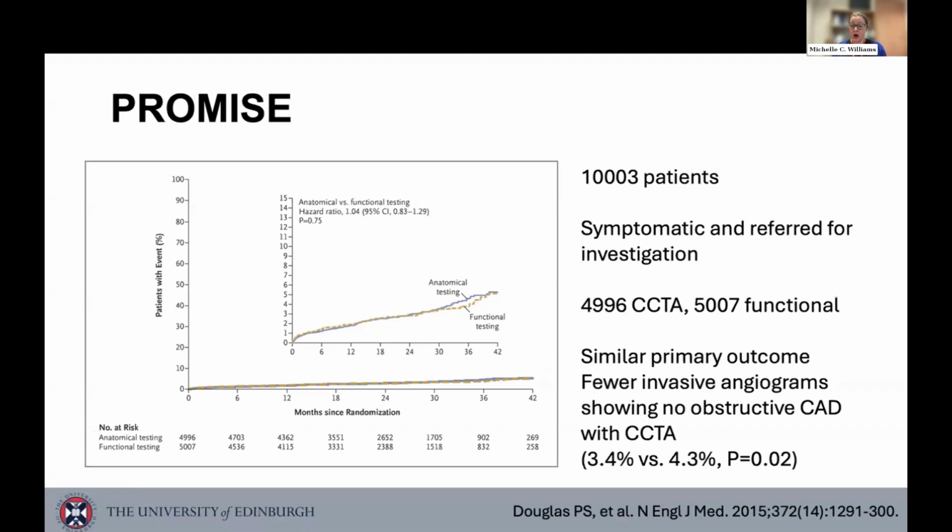At the same time that Scott-Hart was going on, another big study was happening in the US with 10,000 patients, the PROMISE trial. They did something slightly different. They compared CT coronary angiography to functional testing, and they showed that there were similar outcomes in both groups and fewer invasive coronary angiograms that were normal, so less unnecessary invasive coronary angiograms in the CT group.